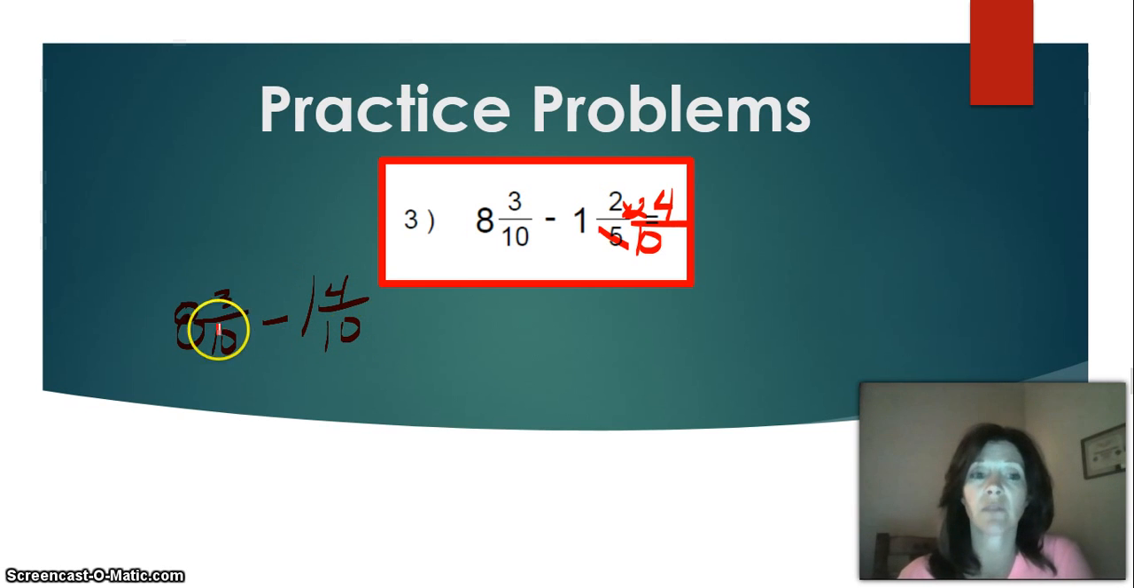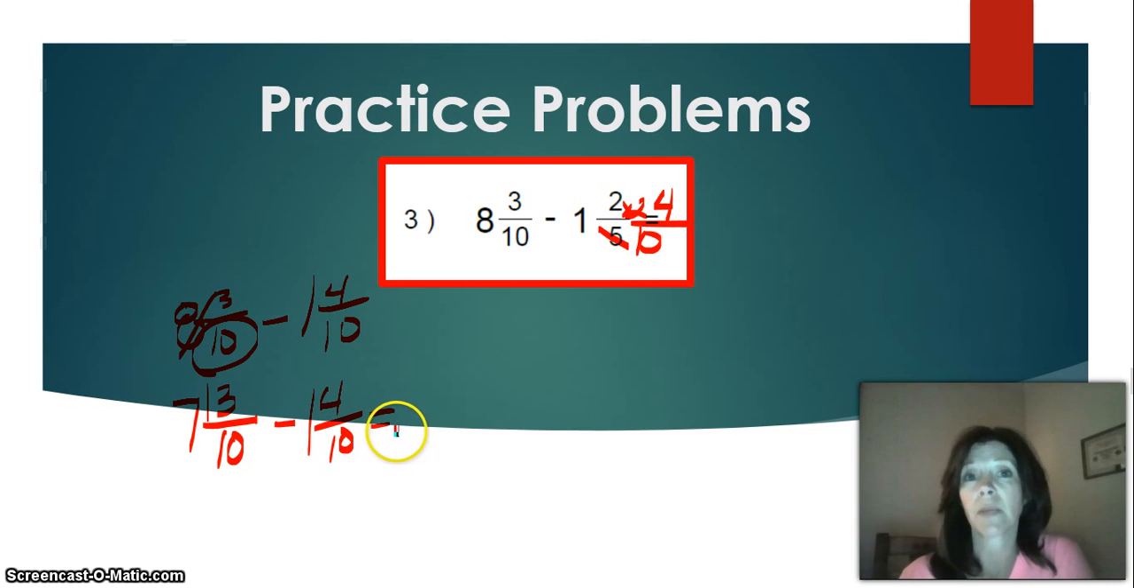You cannot subtract 4 from 3, so again, we borrow from the 8. So your 8 becomes a 7. You always borrow the value of the denominator, so we're going to add 10 to the 3. 10 plus 3 is 13. Denominator stays the same. The value of your second fraction doesn't change, so we'll simply bring over the 1 4/10, and we're ready to subtract.